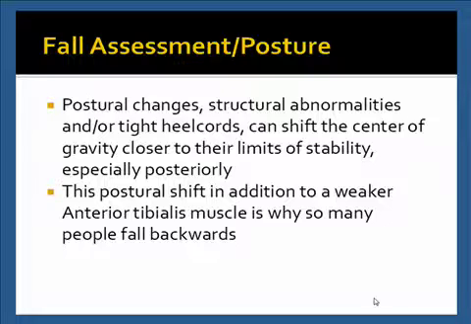Regarding posture, postural changes, structural abnormalities, and or tight heel cords can shift the center of gravity closer to their limits of stability, especially posteriorly. This postural shift, in addition to a weaker anterior tibialis muscle, is why so many people fall backwards.